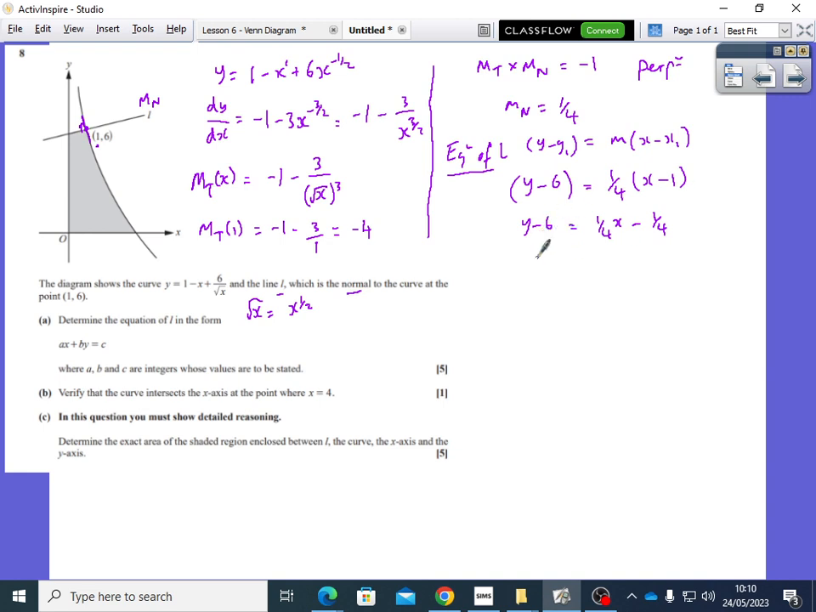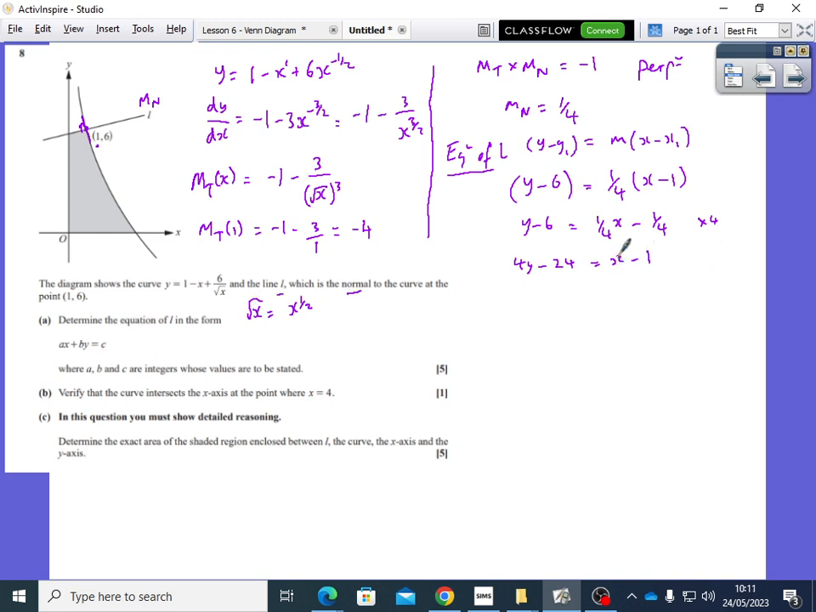Bring everything to one side, so that will be, well, let's do this. Let's just times everything by 4. Let's just get rid of the fractions because it wants it all in integers. So that's going to give me 4y minus 24 equals x minus 1. Okay, and it wants the number on that side and all the letters on that.